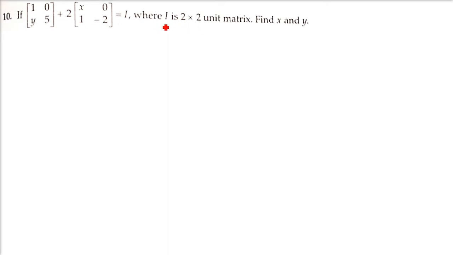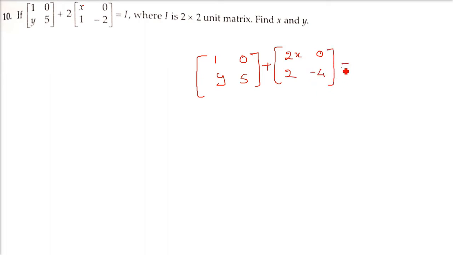This I is equal to this left hand side, and I is the 2 by 2 unit matrix, find x and y. So I am doing it directly. 1, 0, 5, y and 5. Then multiply 2 inside. Just multiply this and then we'll add. Multiply every term by 2: 2x, 2 is 0, 0, 2, 1, 2, 2, 2, 4, minus 4.